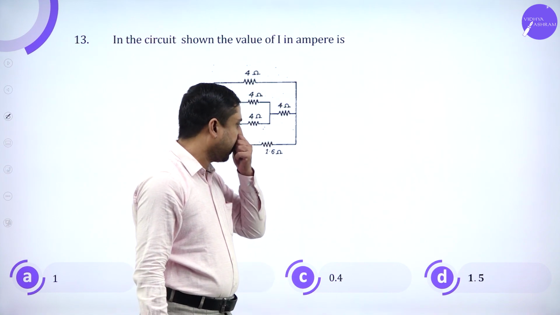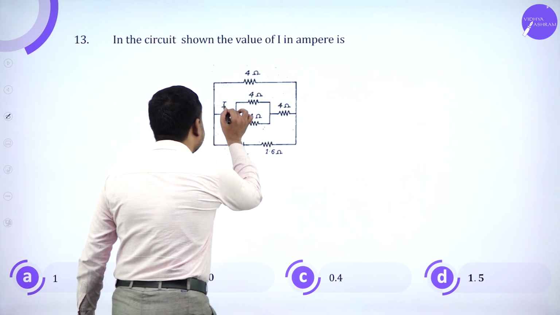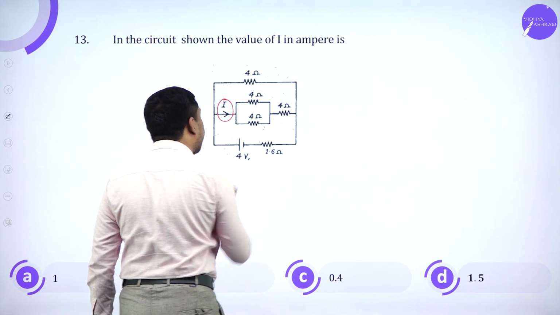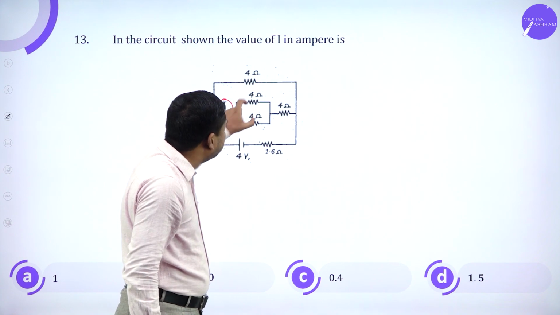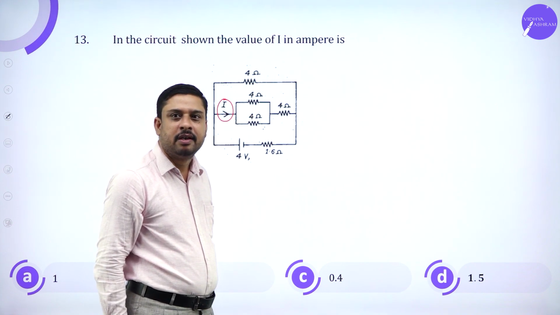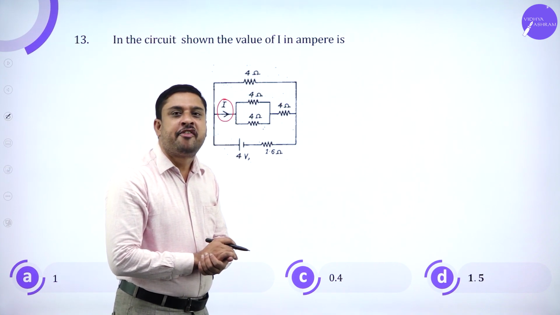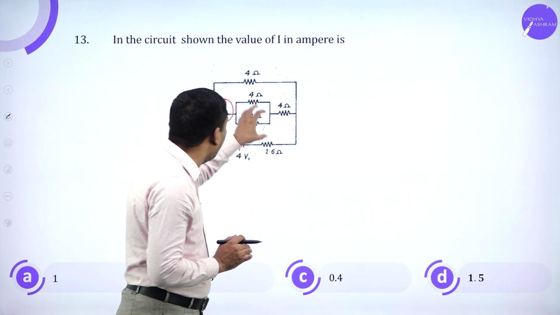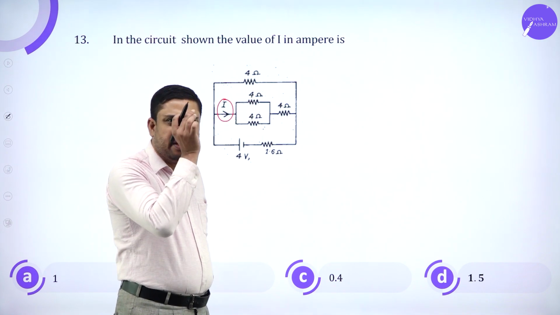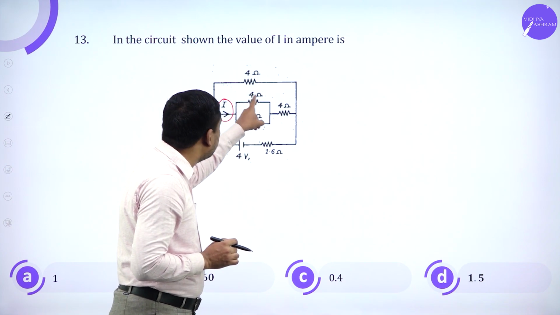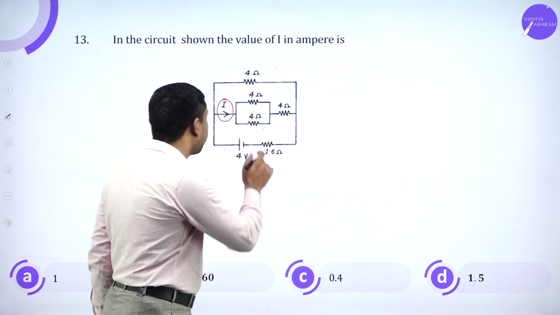The next one. I have to find the value of I in this part of the circuit. This current, I have to find its value in this part of the circuit. First, I'll find out the resistance in this part of the circuit.